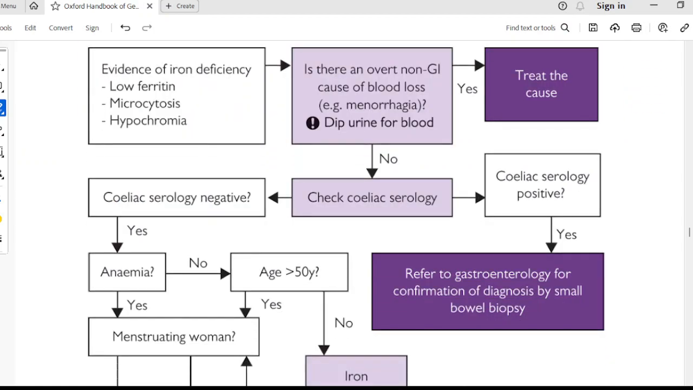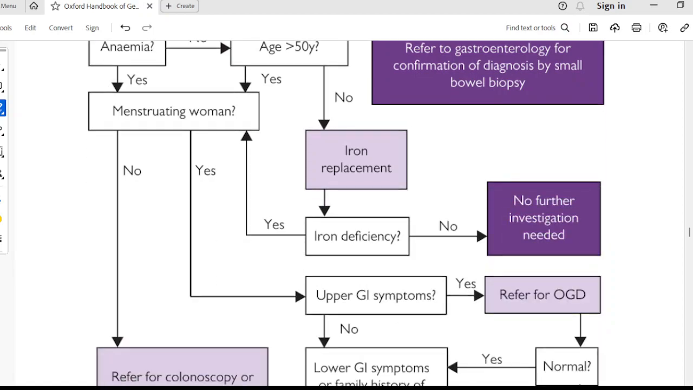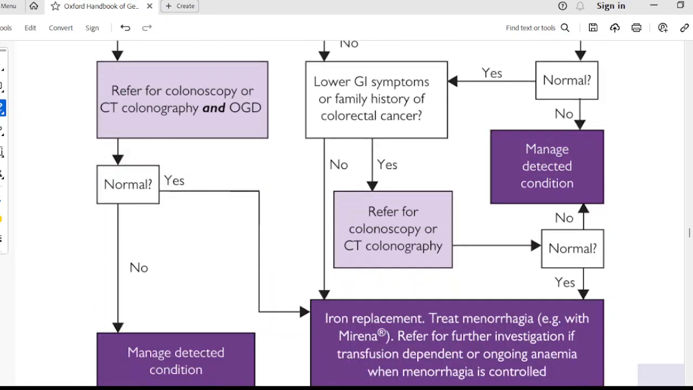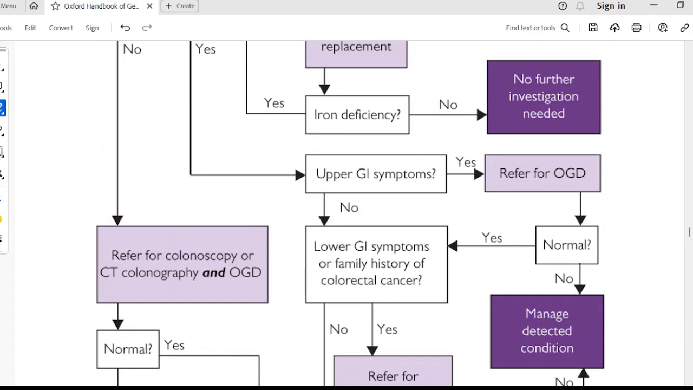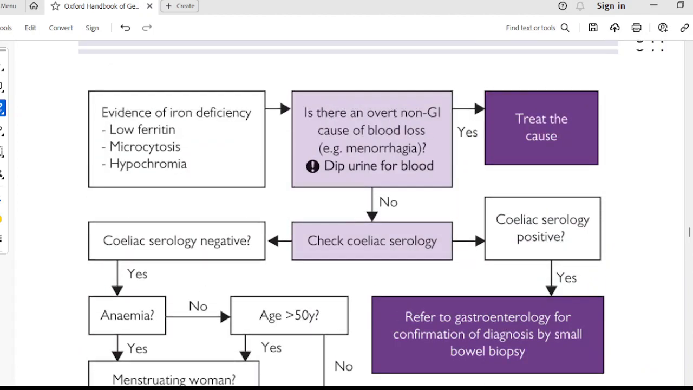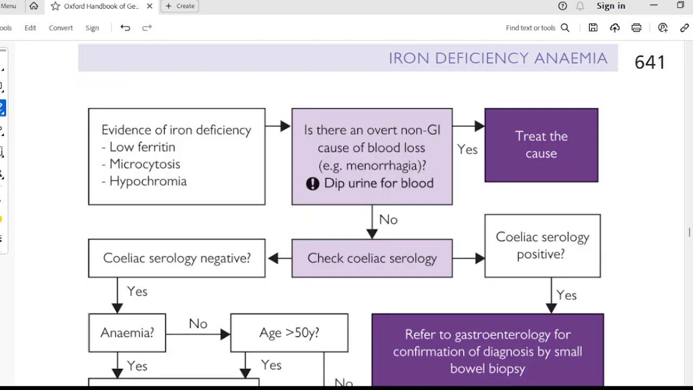Iron deficiency anemia, this is a flow chart for management. Investigation and management of iron deficiency anemia. Let's see that. Evidence of iron deficiency anemia: first, there should be low ferritin, microcytosis, hypochromia on a peripheral smear.